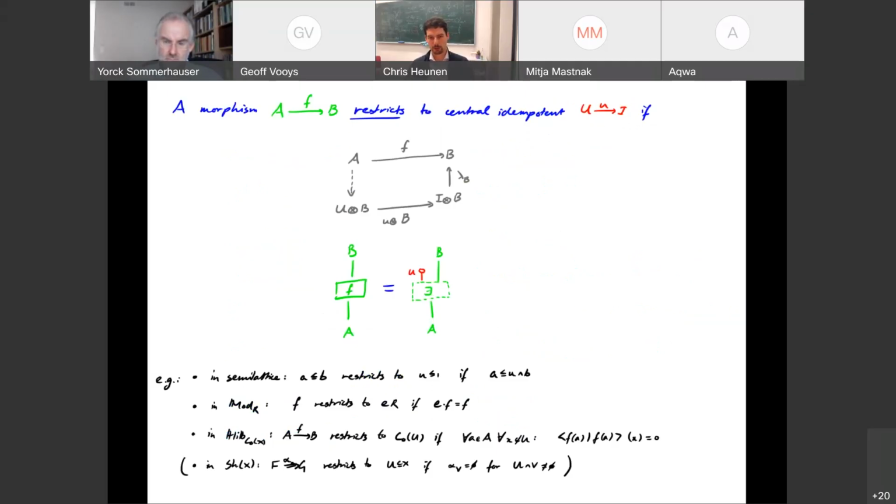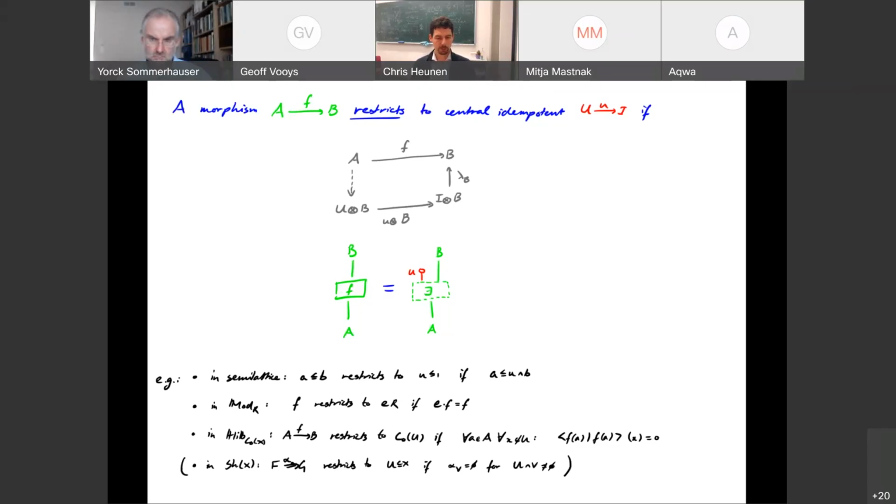Now I'd like to connect this topological intuition to the rest of the morphisms in the category. I'm going to say that an arbitrary morphism F from arbitrary A to arbitrary B restricts to a fixed central idempotent U if the following happens. I want F to factor through U tensor B, where I just forget about the U and then use the unitor. So in pictures, that means F has to look like this. There has to be something in the box such that F equals doing the thing in the box and then forgetting about U. You should think about this as F really living only over the open set that U corresponds to.